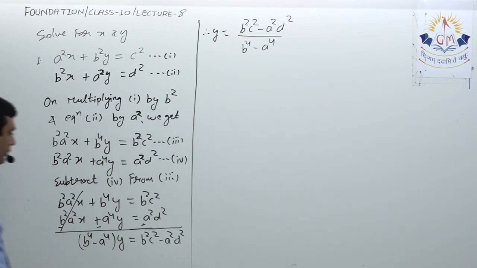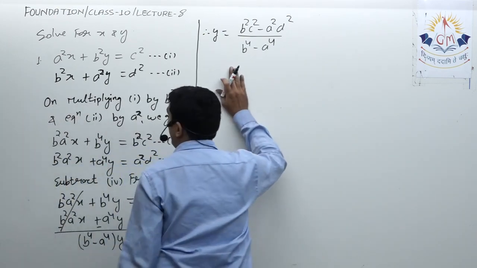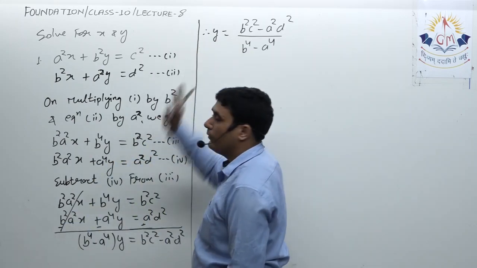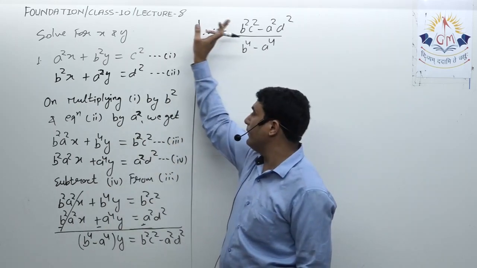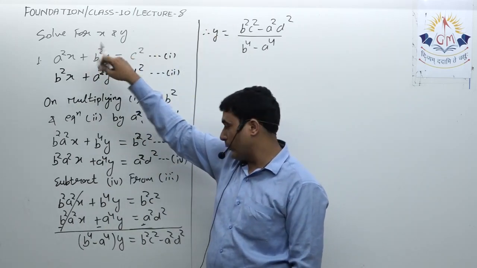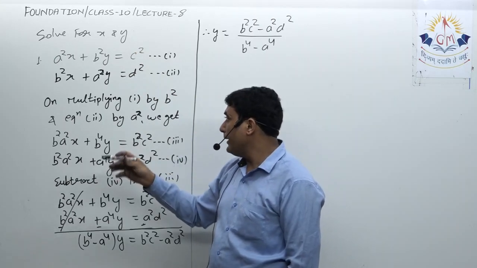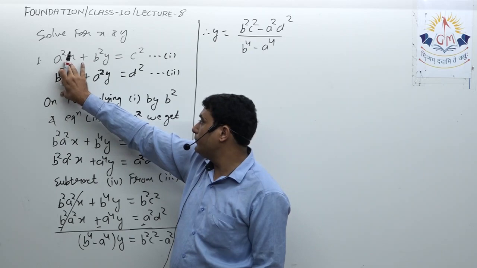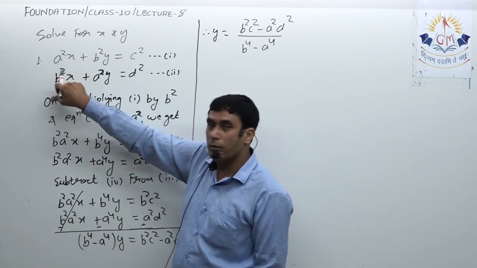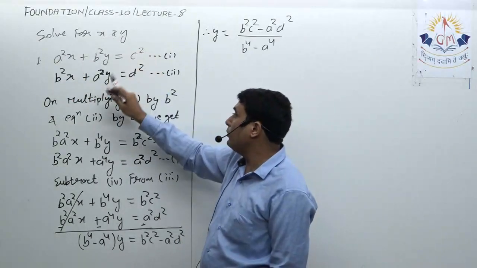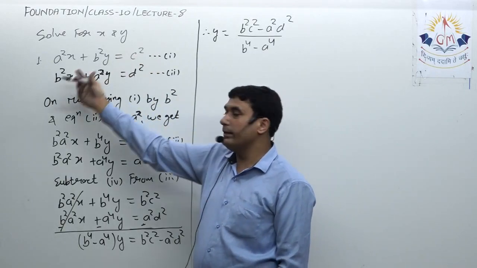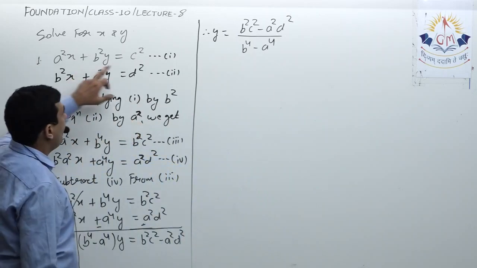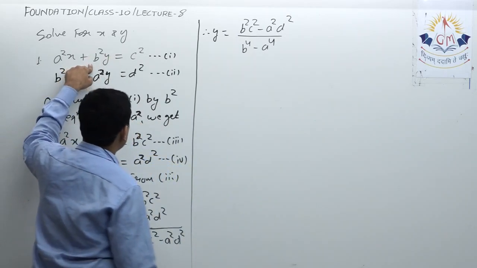Now there are two ways to get the value of x. Either we can put the value of y in the first or second equation. This is one way, substituting the value of y in either of the given equations 1 and 2. Another way: here I made the coefficient of x the same to eliminate x. Now if I try to eliminate y, then directly I can get x. But here I will put the value of y in equation 1.